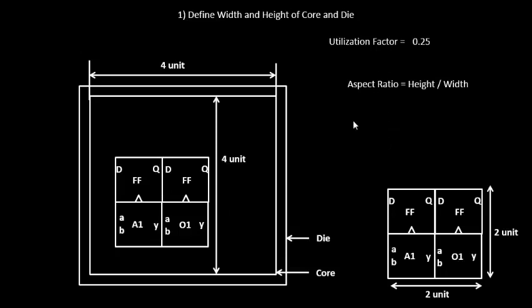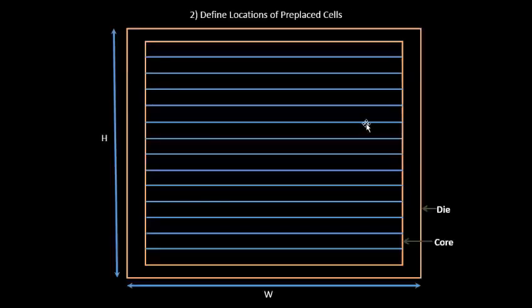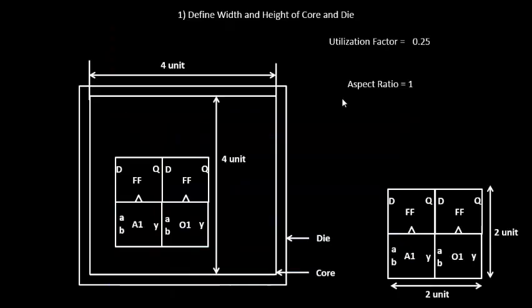Now let us calculate the aspect ratio. When we calculate the aspect ratio, it's height by width. Height is 4 units, width is 4 units, and you have your aspect ratio as 1. As we talked about the aspect ratio in the previous videos, wherever you see an aspect ratio of 1, it is supposed to be a square chip. So this is how you come up with the width and height of core and die.